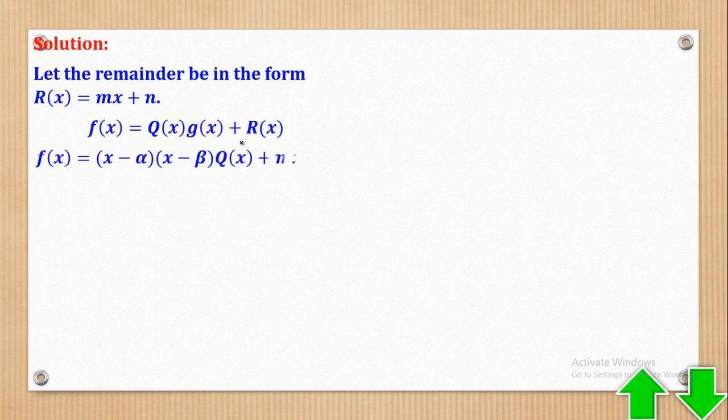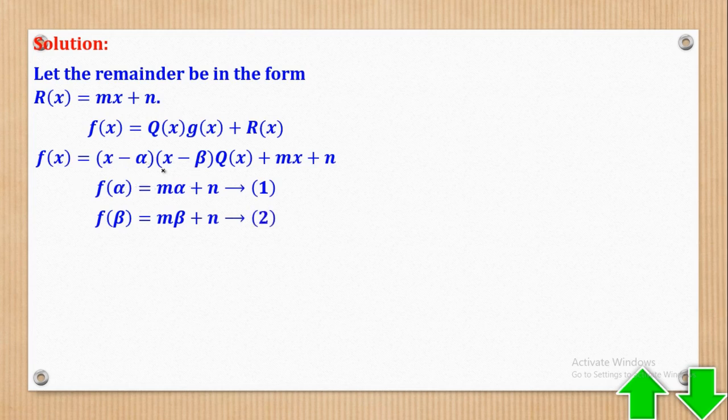We can show by substituting for g(x), which is the divisor. They told us it is this. And the remainder will still be in this form, so it will be that. So when I substitute x equal to alpha, the whole of this will be equal to 0, therefore I remain with m alpha plus n, and that will be equation 1. Then when I substitute x equal to beta, the whole of this will be equal to 0, so I'll remain with m beta plus n, and that is equation 2.